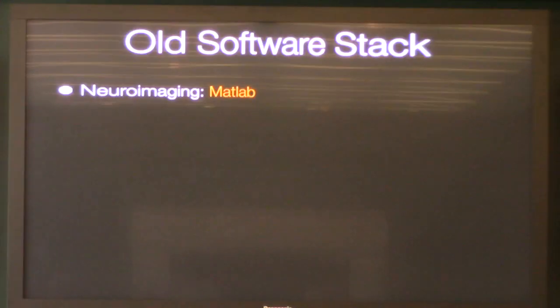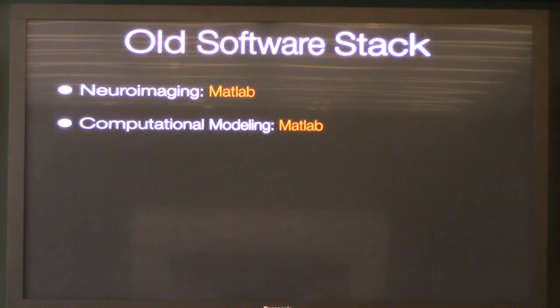So, hi, I'm Luke. I'm a former MATLAB addict. This is before I really knew any better; this is what I used to do, basically up until very recently. This was my software stack. For all my neuroimaging stuff, I would use MATLAB, and I developed a lot of my own tools to do it. For computational modeling, it was the same. I used MATLAB for all of that and wrote a few packages for it.